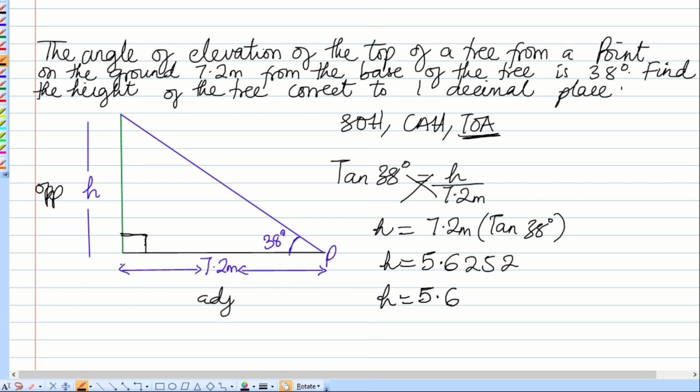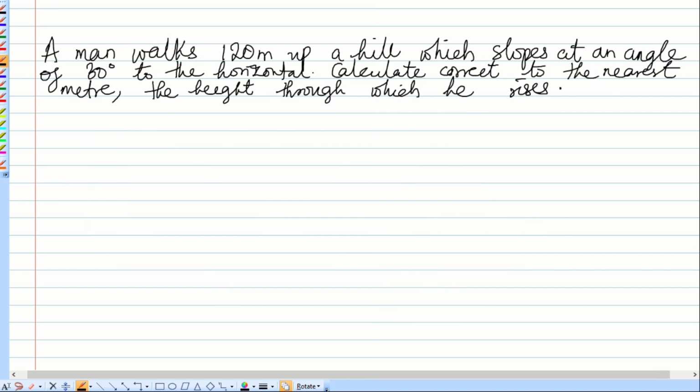So the answer will just be 5.6 meters. So this is the height of the tree above the ground. Okay, let's just look at another question there.